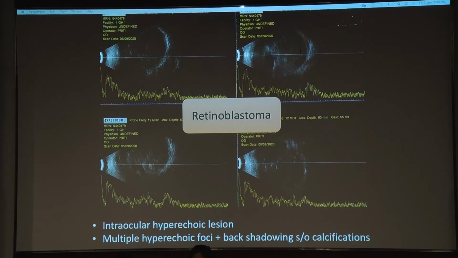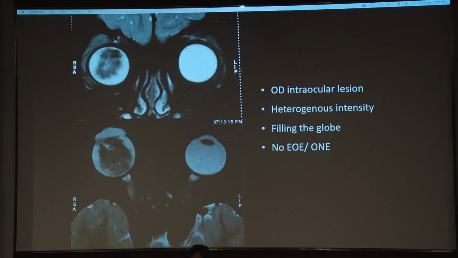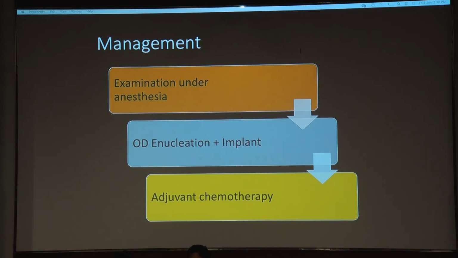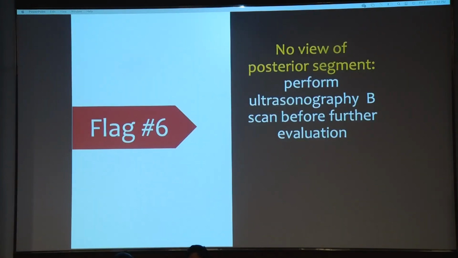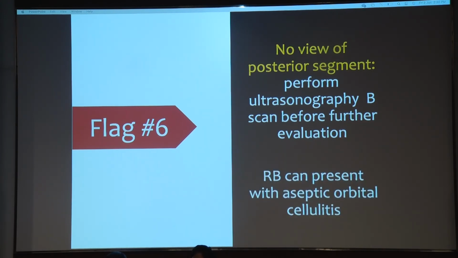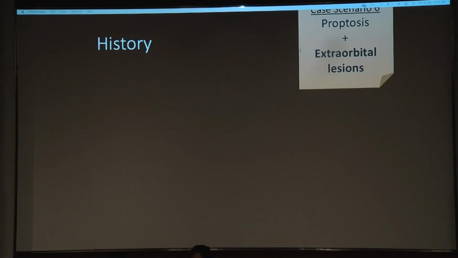Since there was no view of the posterior segment, a B scan was done, which confirmed the presence of an intraocular tumor with calcification suggestive of a retinoblastoma. MRI confirmed the presence of the same, and there was no extraocular extension. So this child underwent an enucleation with implant and adjuvant chemotherapy later on. Whenever there's no view of the posterior segment in a child with proptosis, a B scan is mandatory. It's important to remember that retinoblastoma can present as aseptic orbital cellulitis in advanced stages.